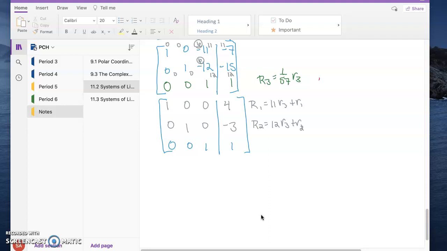I have x plus 0y plus 0z equals 4. I'm looking at row 2 now: 0x plus 1y plus 0z equals negative 3. And then row 3: 0x plus 0y plus z equals 1. So I don't have any extra work once I'm done with my reduced row echelon form.